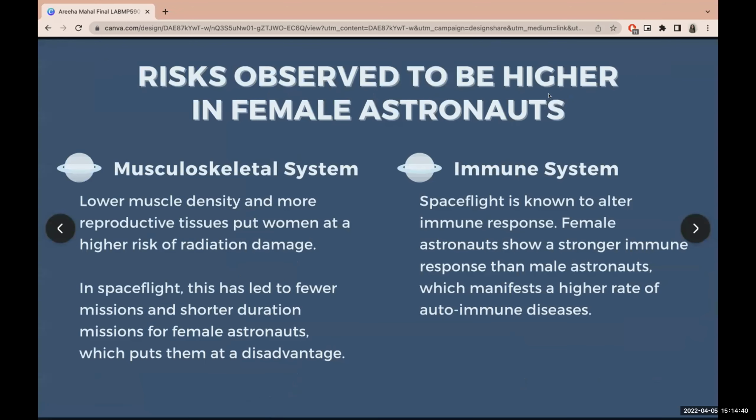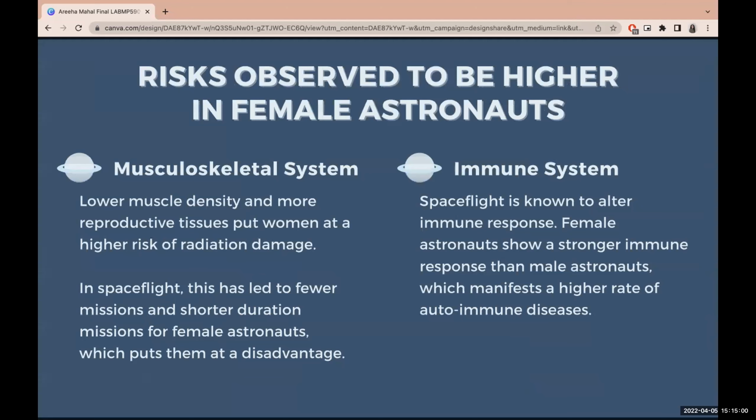I gave this bit of historical background just so you get an idea that even when we just started spaceflight and the industry in the late 50s and early 60s, considering sex and gender, and how that relates to spaceflight and astronauts' health, was considered a bit later in the industry.